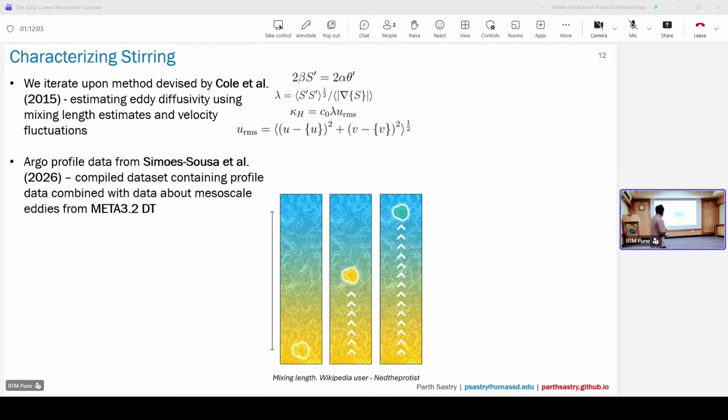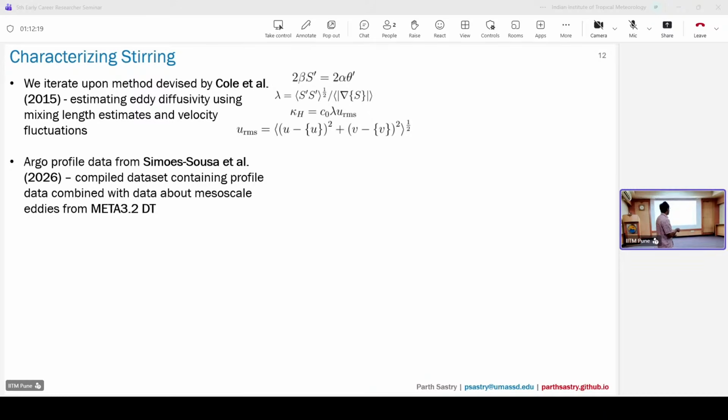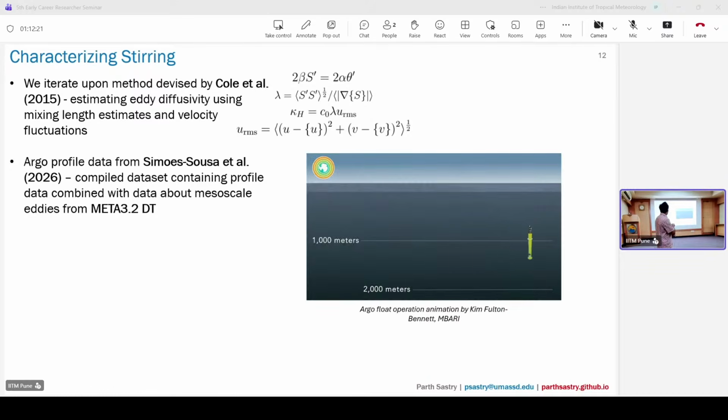What we do in this work is that we take Argo profile data from Simoes-Sousa et al. Yuri was a former PhD student of Professor Tanis. And what he did was that he compiled a data set containing all the Argo profiles in the ocean with data about mesoscale eddies from this eddy atlas. So you can co-locate profiles within eddies and then see what exactly the properties of water masses inside and outside eddies are.